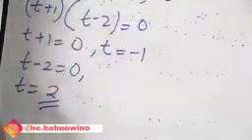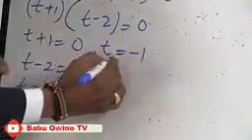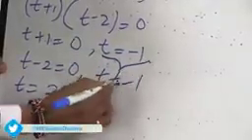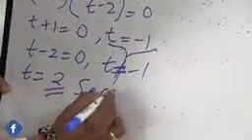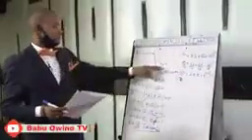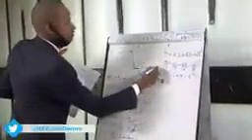Both are in seconds. But we can see one of the values is negative 1. Time cannot be negative. Therefore, this is not practical. So we go with the value of t equals 2. You write the SI unit of time, which is seconds. So that is the first part of the question, the time he took to hit the water surface. At the water surface, the time is 2 seconds.